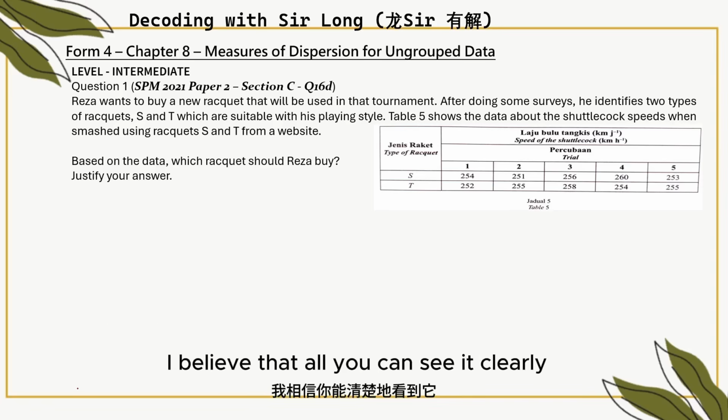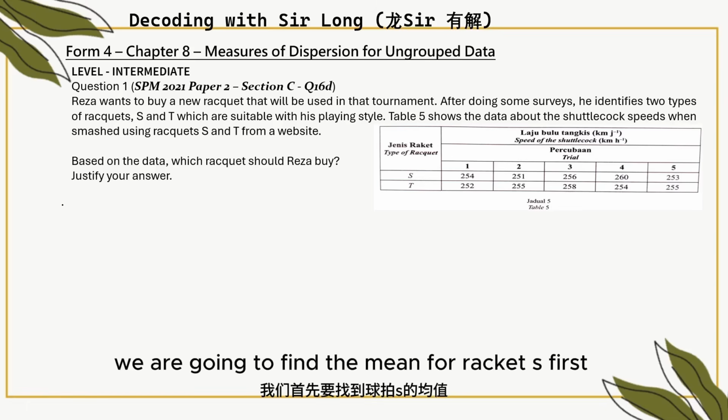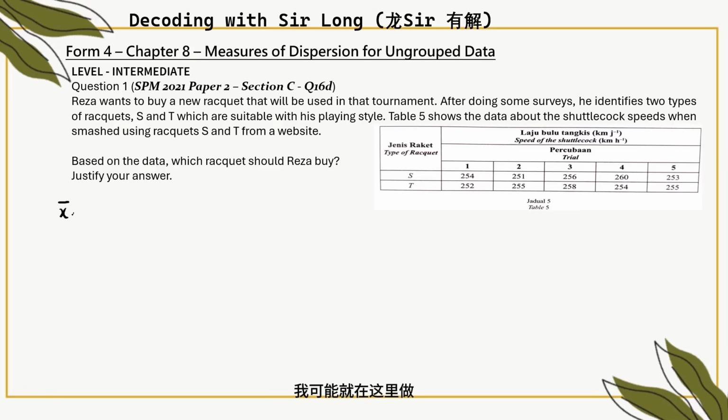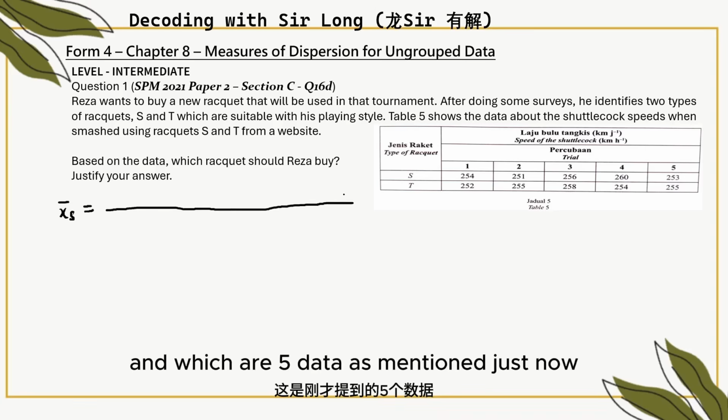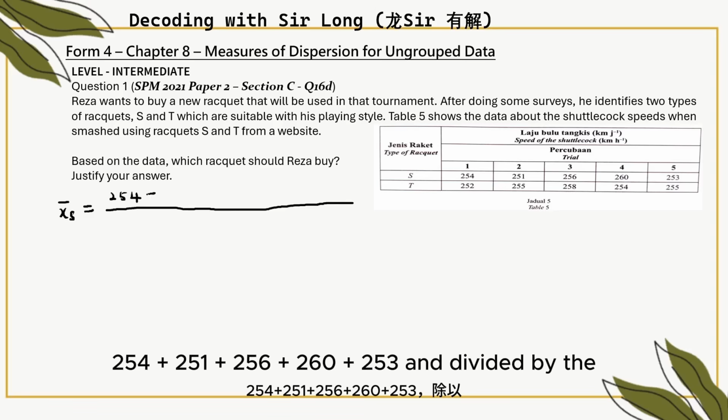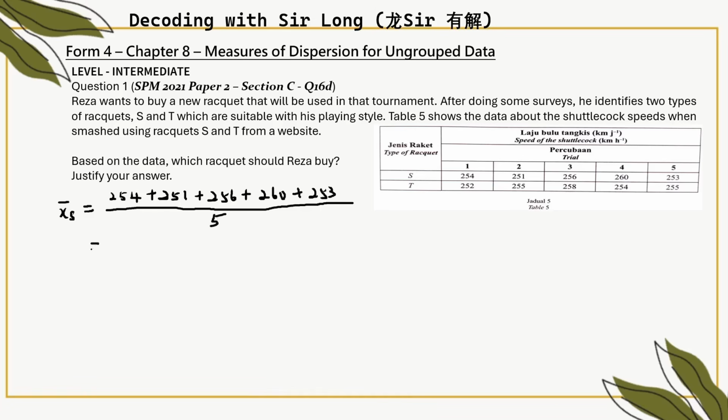I believe that all of you can see it clearly. We are going to find the mean for racket S first. I just do it properly here. And this is the symbol for the mean of racket S. And there are 5 data, as mentioned just now: 254 plus 251 plus 256 plus 260 plus 253, divided by the number of data, which is 5.